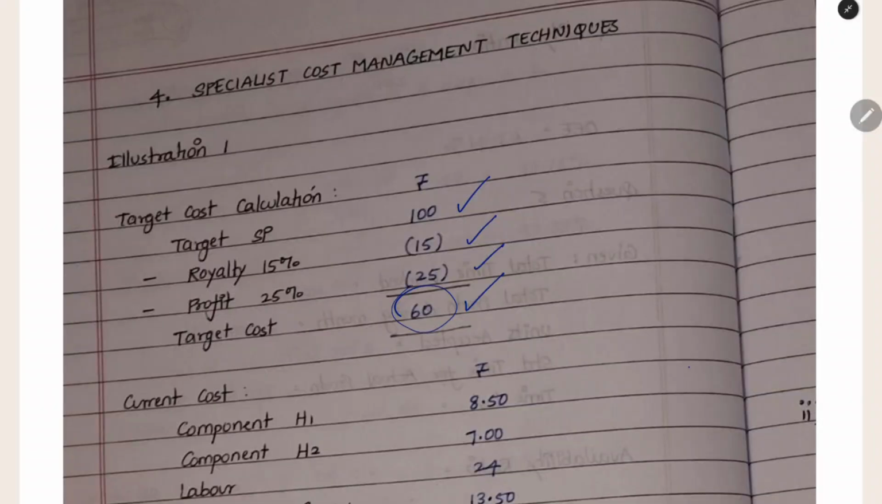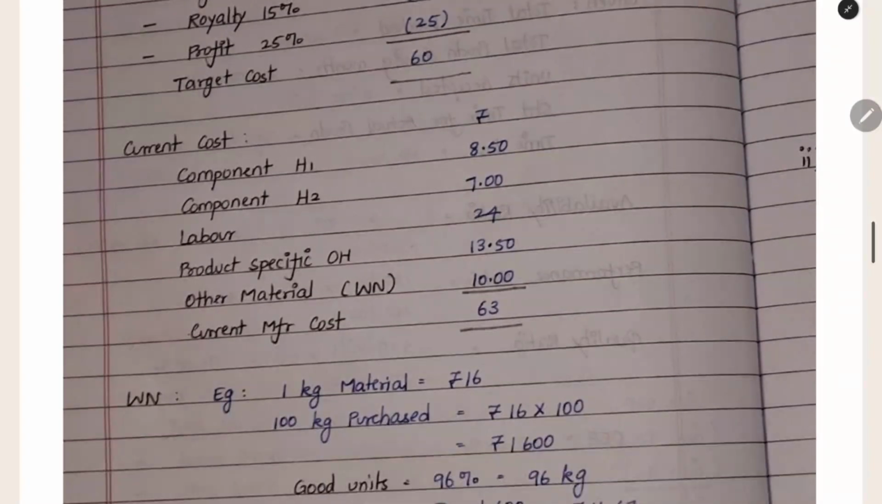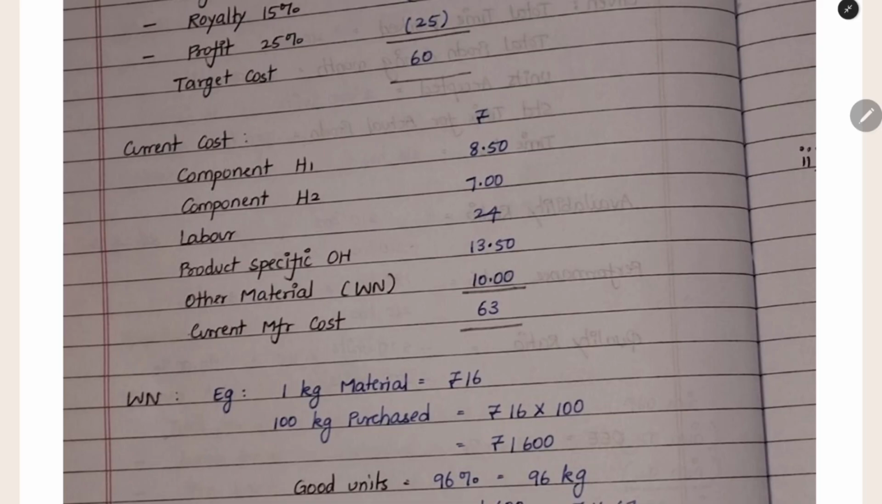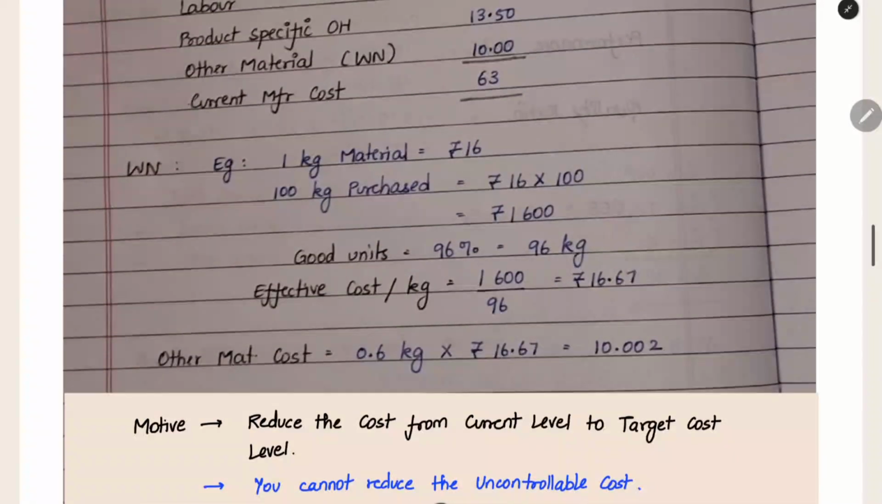Now we have to find out the current cost. They have given the cost details in the question. This is the cost data. This we are going to use as it is in the answer. This is in the format of rupees per toy. For one toy, what is the cost? That is given here. We have brought all the data here itself, and then we have to find out the cost of other material. That is the point which we discussed earlier, that 4% substandard quality.